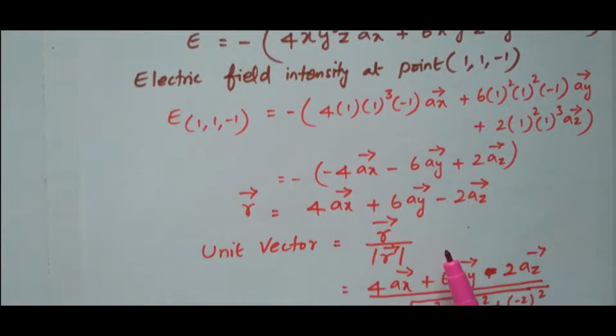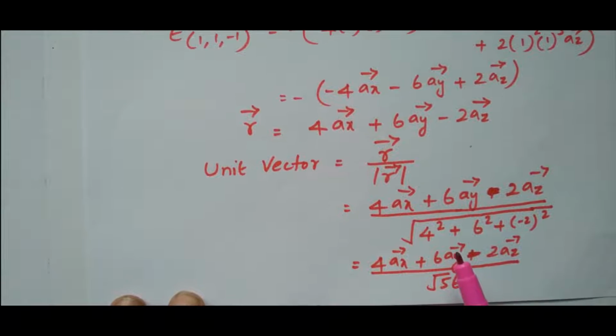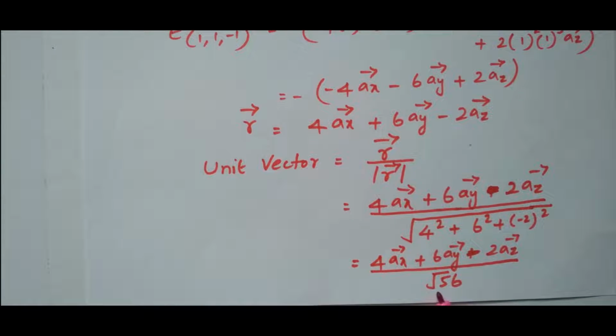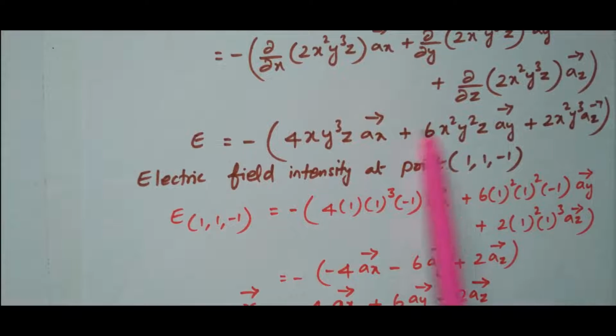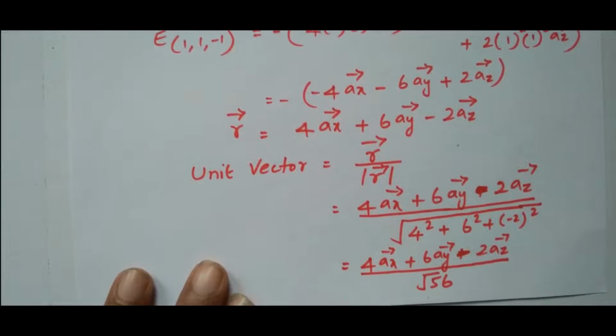What is a unit vector? A unit vector is nothing but vector by scalar. The formula for the unit vector is r vector by r, the modulus of r. So the r vector is 4ax vector plus 6ay vector minus 2az vector. What is the magnitude? Square root of this, all these terms should be squared: 4 square plus 6 square plus minus 2 square, which is equal to 56. So the unit vector will be 4ax vector plus 6ay vector minus 2az vector divided by square root of 56. This is nothing but the electric field intensity we calculated from the potential. This is the first answer, the electric field intensity. After substituting the point, we got the unit vector, this value.